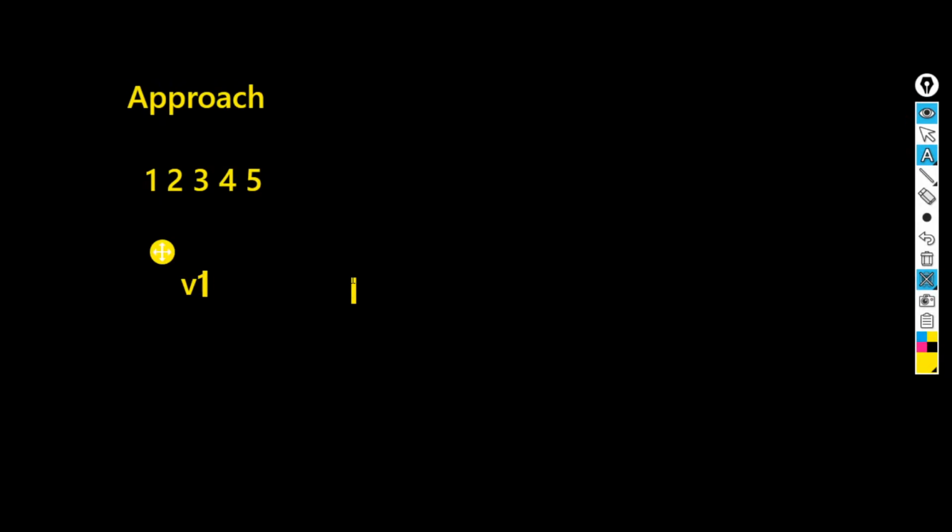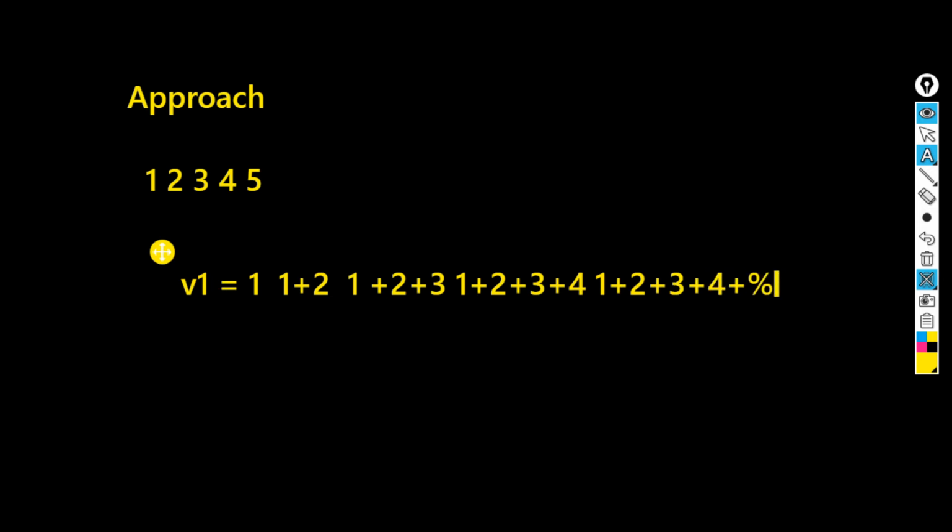For the solution, we will create a vector or array v1 which will store the prefix sum of the indexes. For example, in this case, it will store 1 at the 0th index. At the next index, it will store 1 plus 2. After that, on the third index, it will store 1 plus 2 plus 3. At the fourth index, 1 plus 2 plus 3 plus 4. At the fifth index, 1 plus 2 plus 3 plus 4 plus 5. So this will be my indexing.